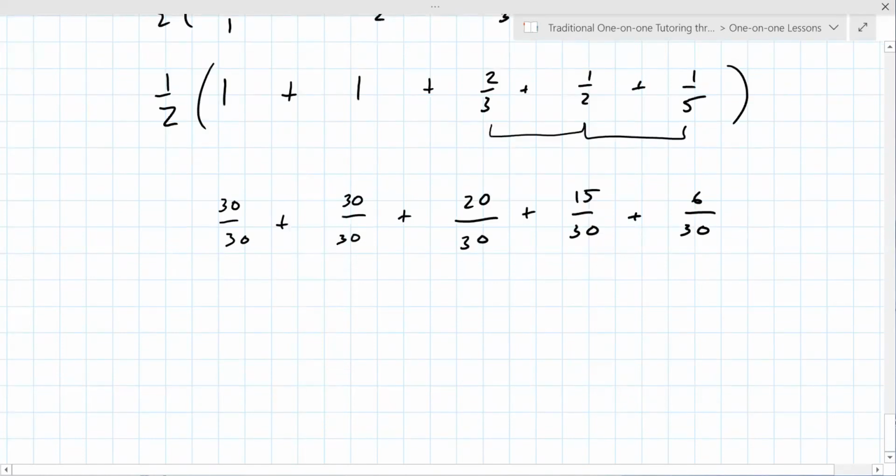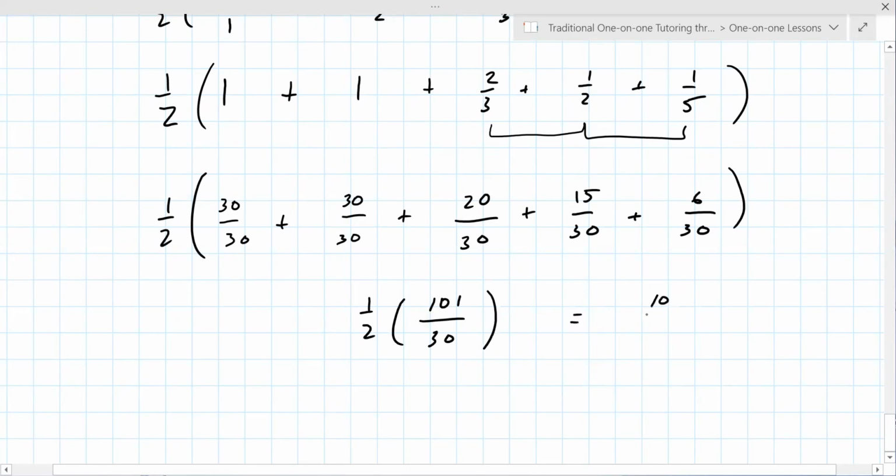So then that's 41 thirds. But you've got the 1 and the 1 to account for. So that's 101 over 30, but then you've got this half to bring down. 41. Okay, yeah, 101. So then that's the final answer. That's it. Okay.